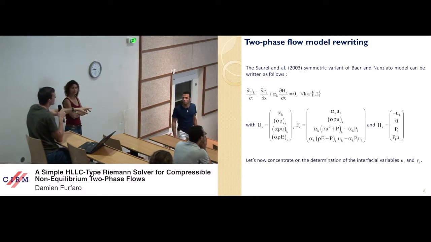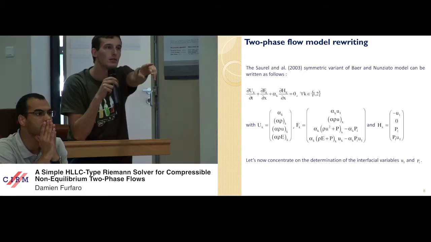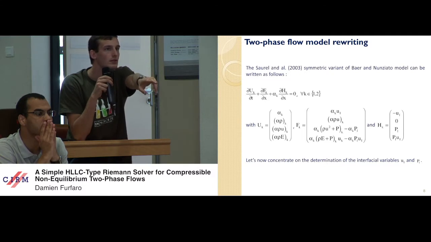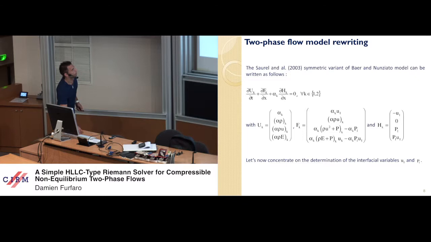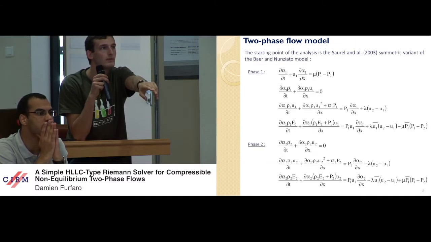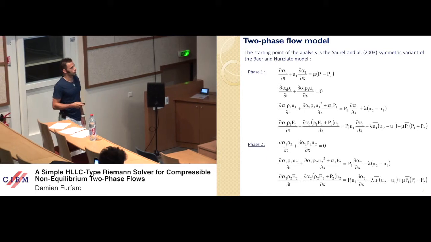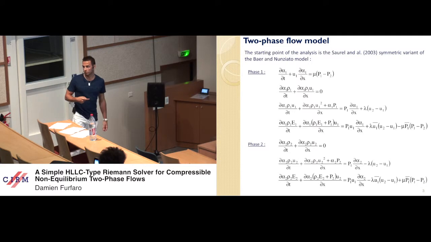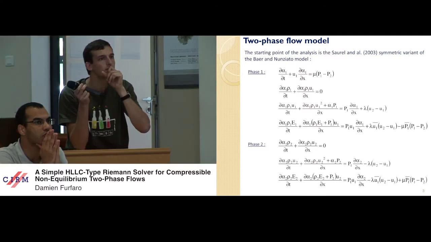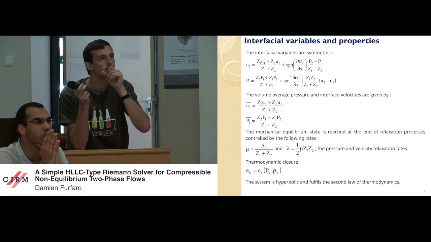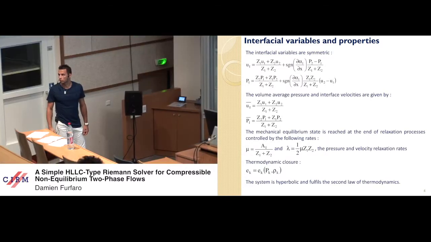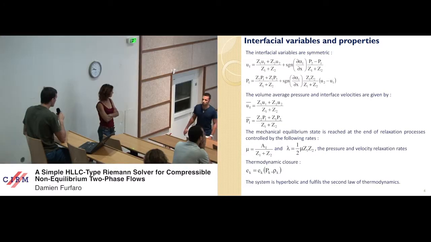Can you please highlight the difference with the Baer-Nunziato model? It's the H term, is it? The variant approach of Saurel et al. of the Baer-Nunziato model has interfacial variables which are symmetric. Here, UI and PI are expressed with these relations. Okay. So this model is symmetric, thanks to that.